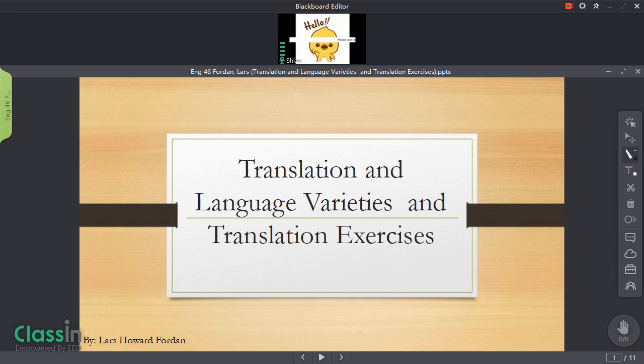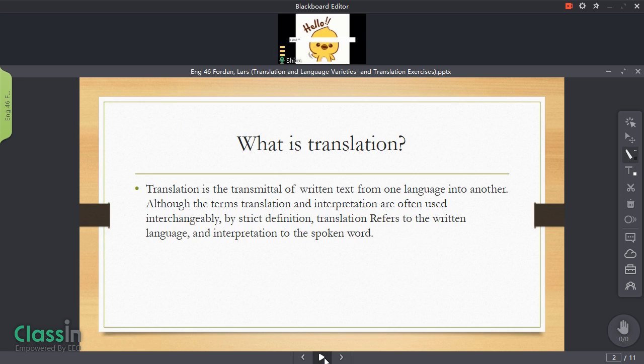I am Lars Howard Fordan, and this morning let's talk about translation and language varieties and translation exercises. But first, let's find out what is translation. Translation is a transmittal of written text from one language into another.